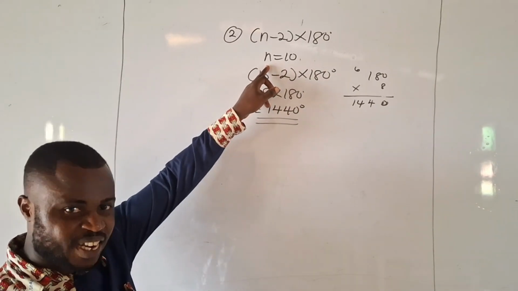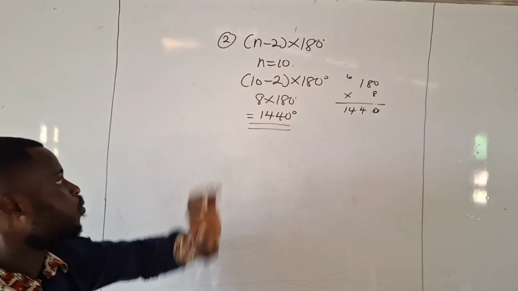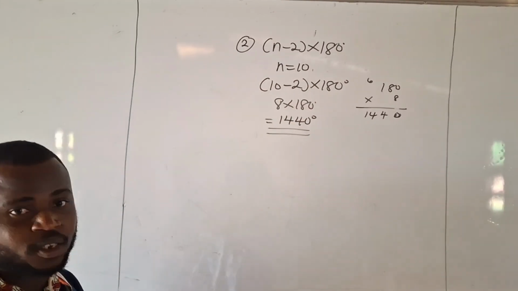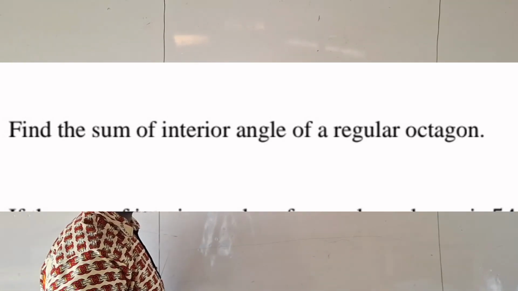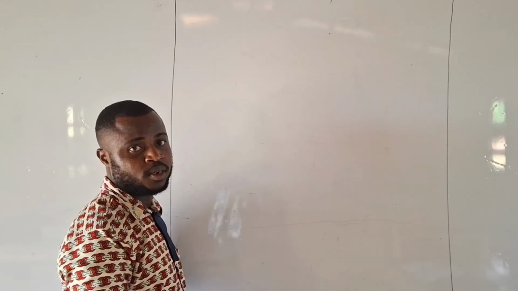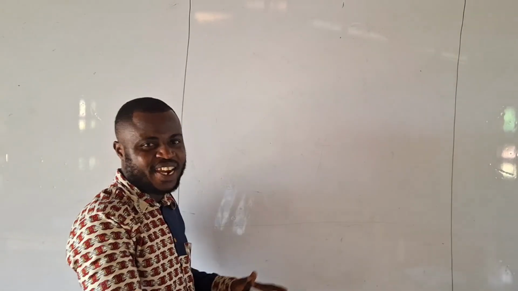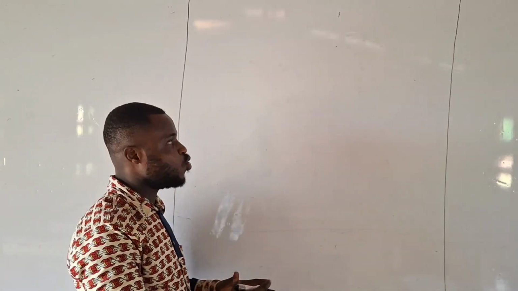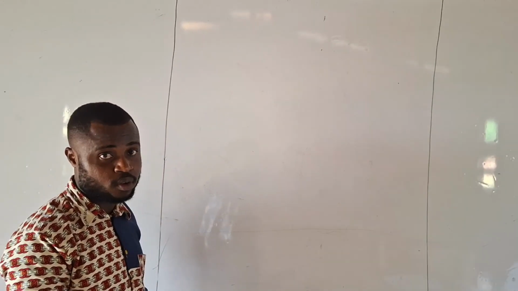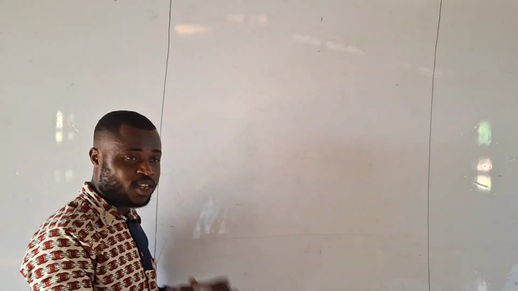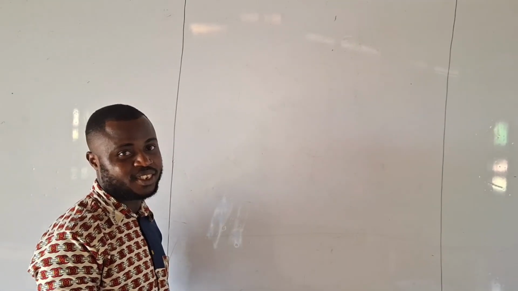N is always the number of sides. So this is how we solve this. The next question, the third question, says find the sum of interior angles of a regular octagon. So you have to know them by their names. If you don't know the number of sides with the name of the polygon, you can't solve it. So what you have to understand is that an octagon has 8 sides.